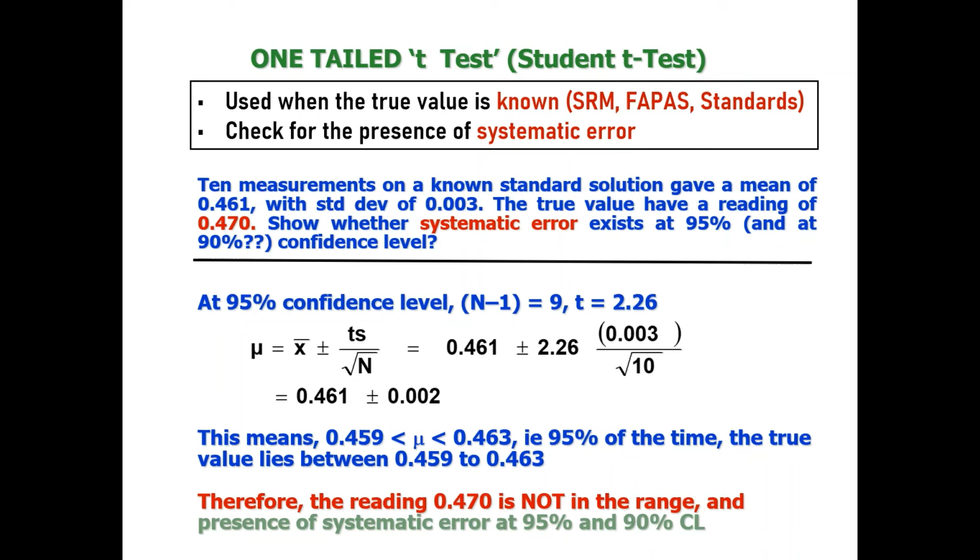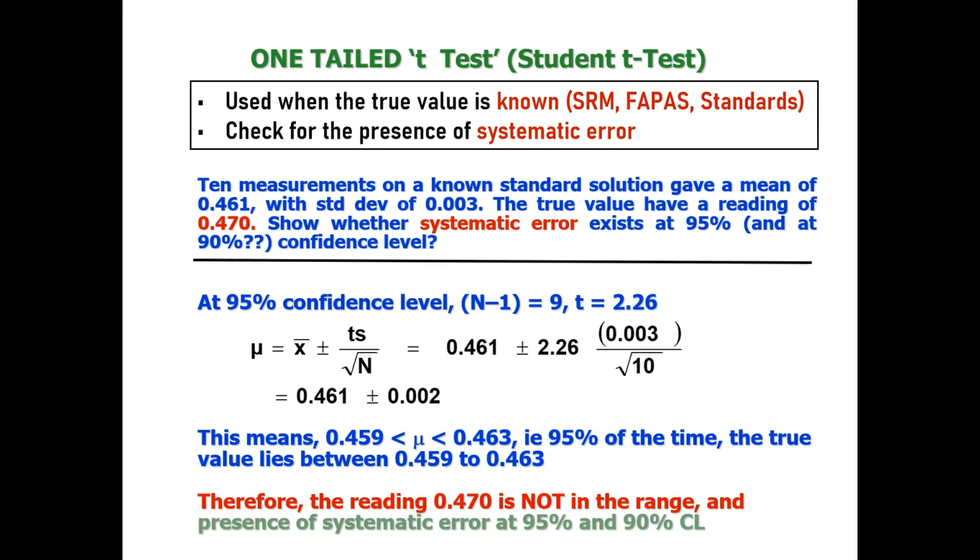Now, let's put in the example. 10 measurements were made and give you a mean of 0.461 with standard deviation of 0.003. The true value has a reading of 0.470. Now show whether there is a systematic error at 95% confidence level. Look at the data. The true value is 0.470, whereas the value that you get is 0.461. Our normal instinct would say that they are extremely close to each other. So can the data be accepted? Yes, without the statistical test.